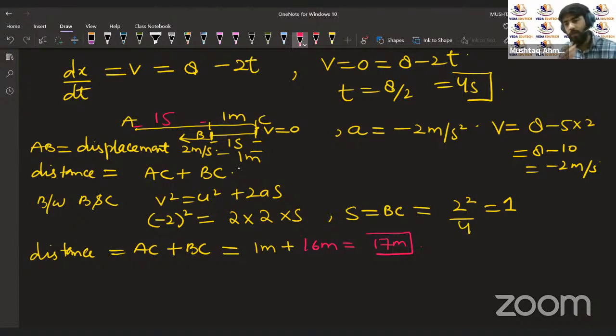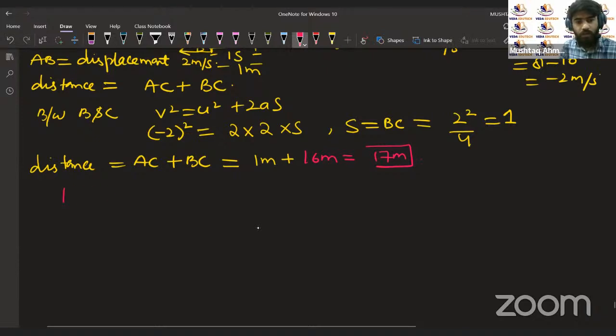And the acceleration of this particle comes out to be minus 2 meter per second square, and the velocity after time t equal to 5 seconds is 2 meter per second. So the total distance is 17 meters, and we know that 17 is greater than 15. So here distance is greater than displacement, right?